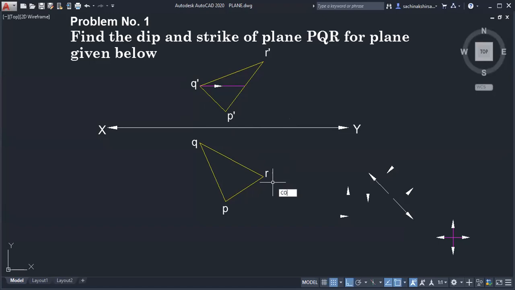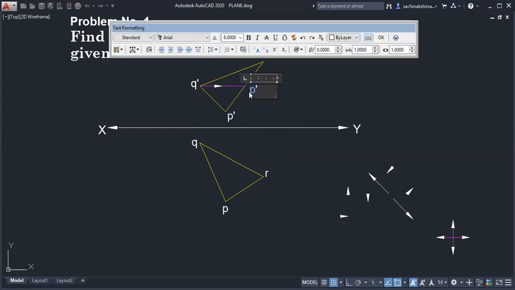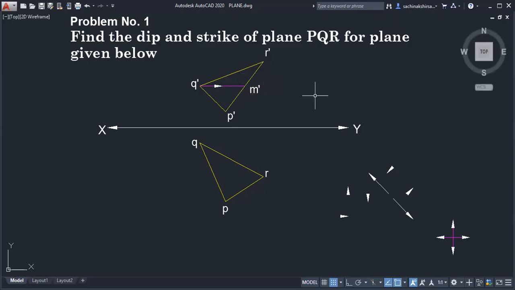For that point, we have to give a name. I will give the name M dash. Suppose I have to draw like this, so I have to select one corner. Okay, up to this, any problem? Have you selected one corner and drawn the horizontal line? Yes, sir. Now this same M dash point we have to locate in top view.